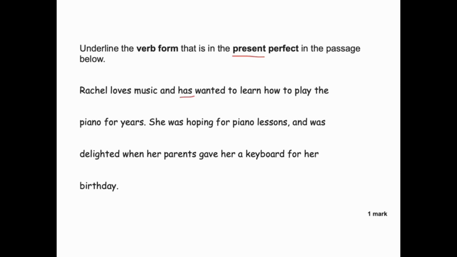Now this one here, we're looking for the verb form that's in the present perfect tense. So therefore we're looking for our verb chain. So in this answer here, you're looking for underlining the two words of has and wanted.